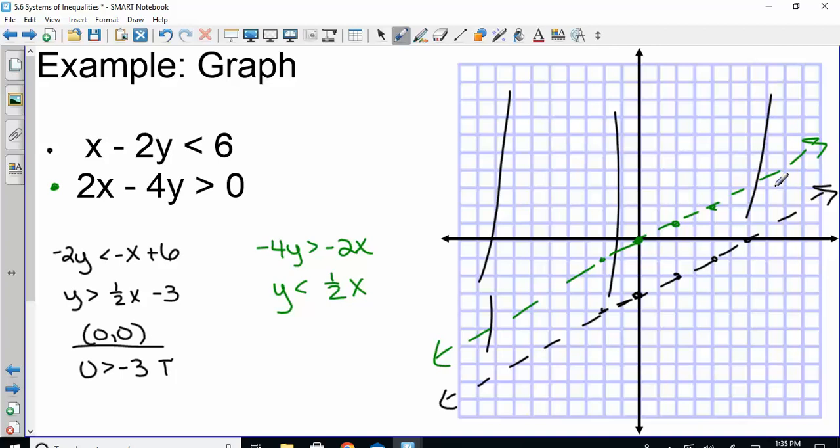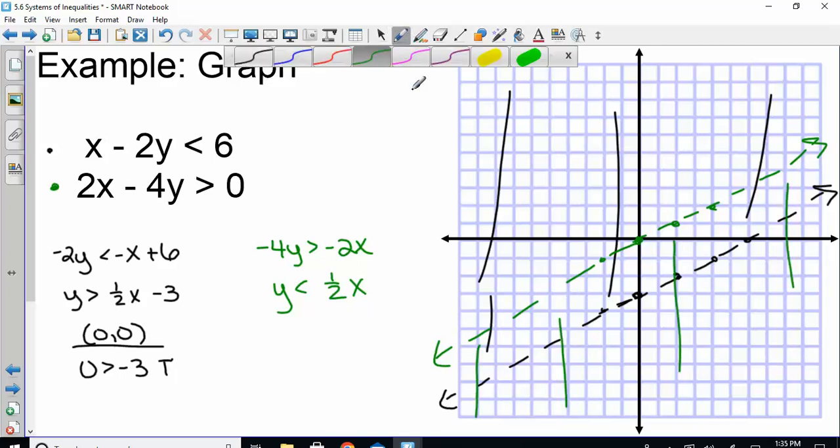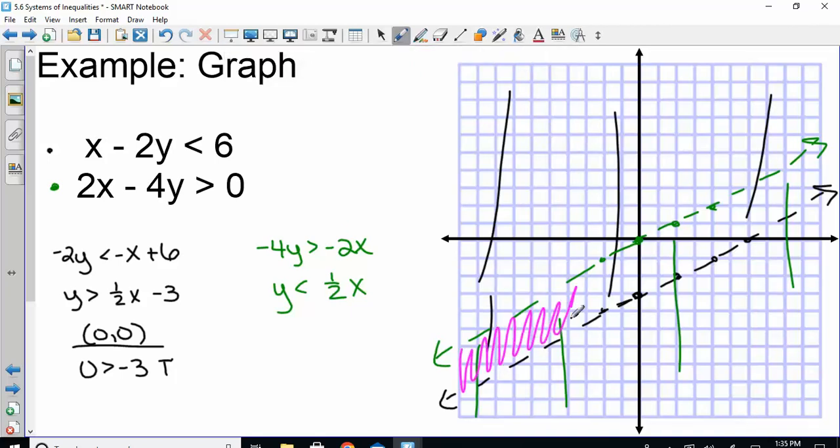Could you use 0, 0 for a test point this time? No, because it's on the line. So you would have to pick something not on your line, or use the trick I just gave you: this was less than. So where should we be shading? The bottom, below the line. So what's my overlap this time? Everything between the 2 lines.